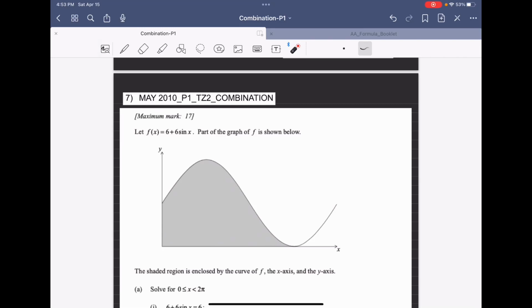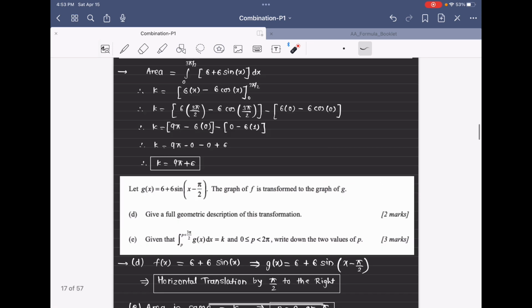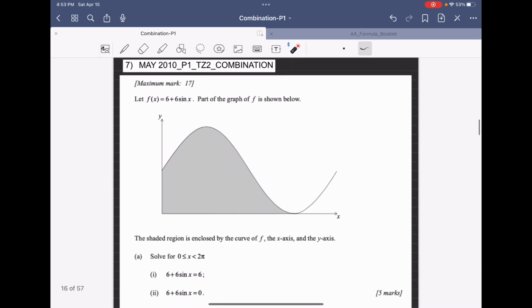May 2010, paper 1 time zone 2 combination question. This question will cover trigonometry as well as integration as well as transformation. Let f of x is equal to 6 plus 6 sin x. Part of the graph of f is shown below. This is the part of the graph of 6 plus 6 sin x that is given to you.